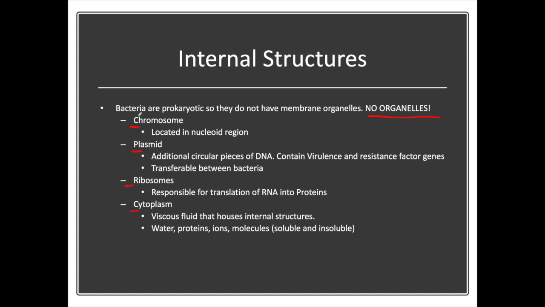So the chromosome is their primary, the largest piece of DNA within. Think of our own chromosomes. This is what makes the bacterial cell a bacterial cell. And the chromosome is located, usually it's not anchored, but it's kind of located in one region of a bacterial cell.